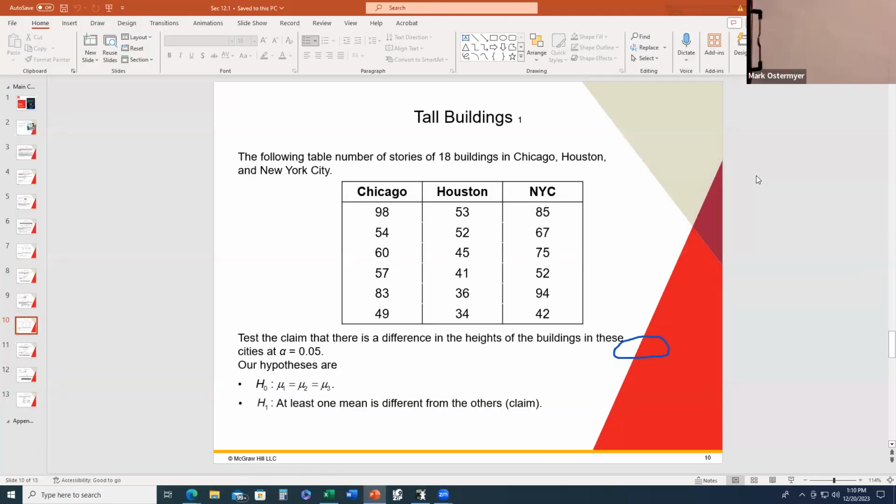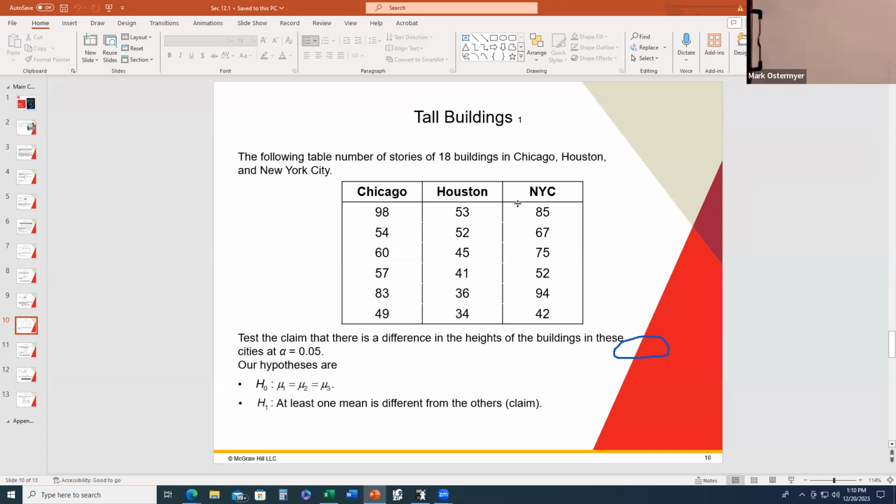Here's another example. The following table shows the number of stories of 18 buildings in Chicago, Houston, and New York City. Test the claim that there is a difference in the heights of the buildings in these cities at 5%. The null hypothesis says that the mean height of all these buildings in each of these cities are equivalent, versus the alternative hypothesis, which says that no, they are not all equivalent.